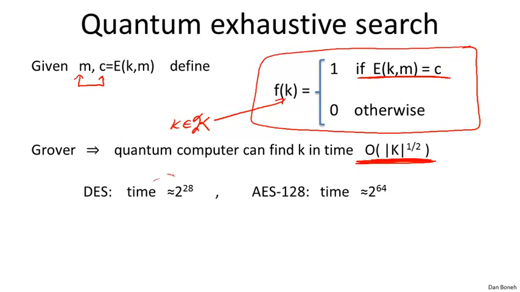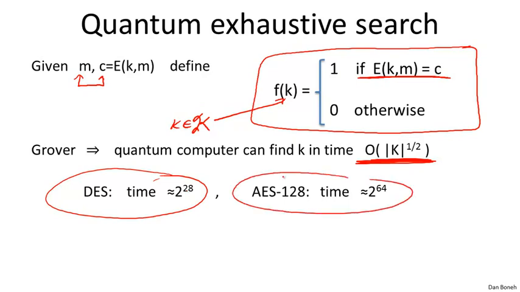So what does that mean? For DES, this would totally destroy DES. This would say that in time 2 to the 28, you can find a key. 2 to the 28 is about 200 million steps, which takes a millisecond on a modern computer. This would totally destroy DES. But even AES with 128-bit keys, you would be able to find the secret key in time roughly 2 to the 64. And 2 to the 64 is these days considered insecure. That's within the realm of exhaustive search. And so basically, if somebody was able to build a quantum computer, we would then say that AES 128 is no longer secure.